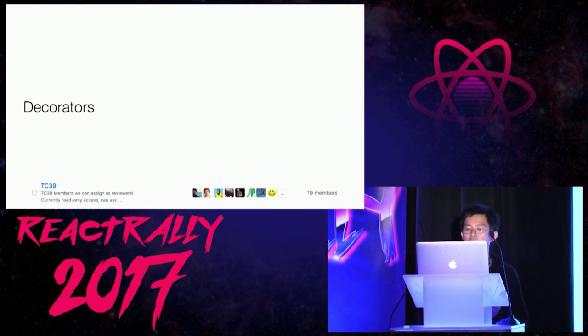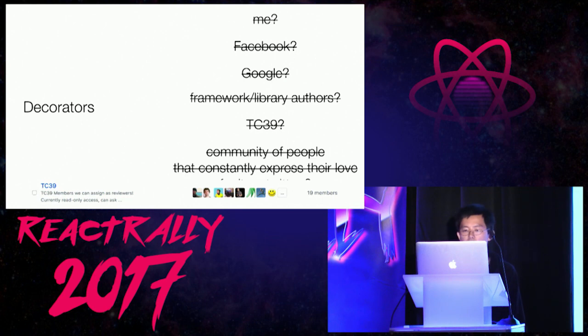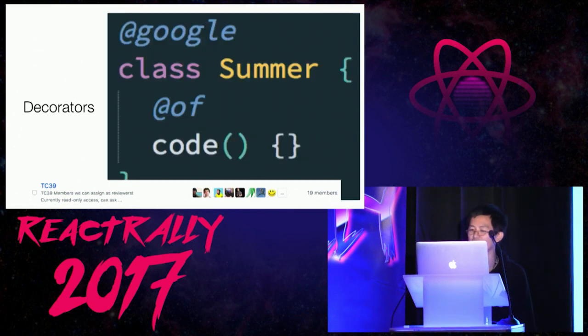A really good example of this, or one issue that we have, is decorators. So a lot of people want decorators, but who's been working on it since it's gotten to the next stage? Is it me? No, I'm not working on it. Is it Facebook? Is it Google? Is it library authors that needed it, like Angular and Ember? Is it TC39? No. Is it the community people that constantly talk about how decorators are awesome? No. It's Google Summer of Code.